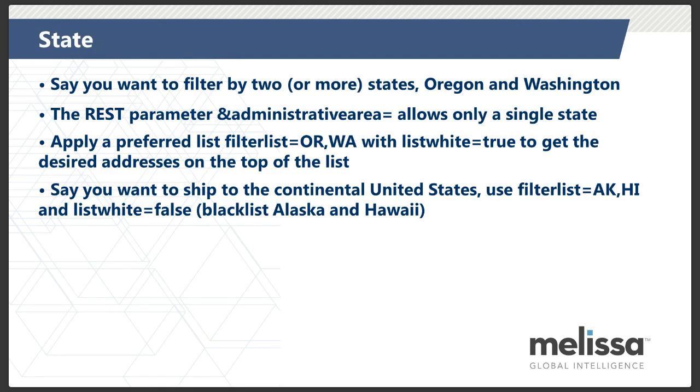Filtering by state. As an example, say you want to restrict searches to two states, Oregon and Washington. Again, the REST parameter &administrative area only allows one single state. You can apply a preferred list of Oregon and Washington with list white equals true to get the desired addresses. Or say, for example, you want to ship only to the continental United States. Use filter list equals AK, HI, and list white equals false to essentially blacklist Alaska and Hawaii.